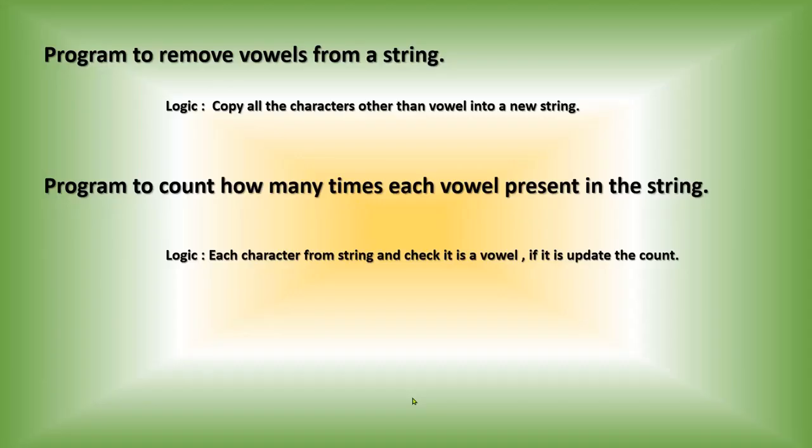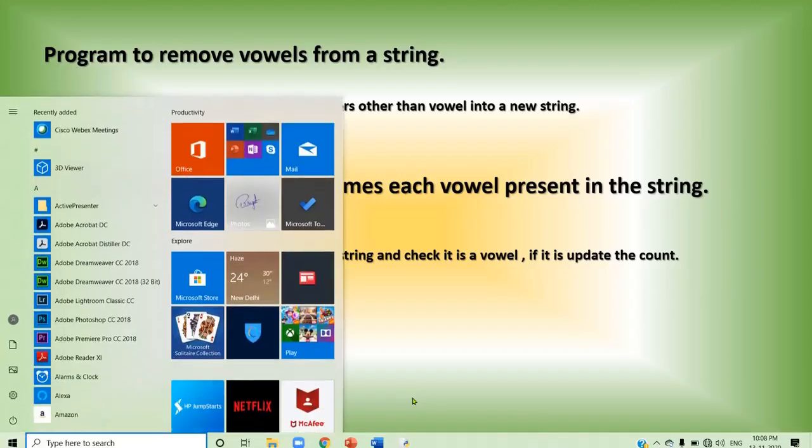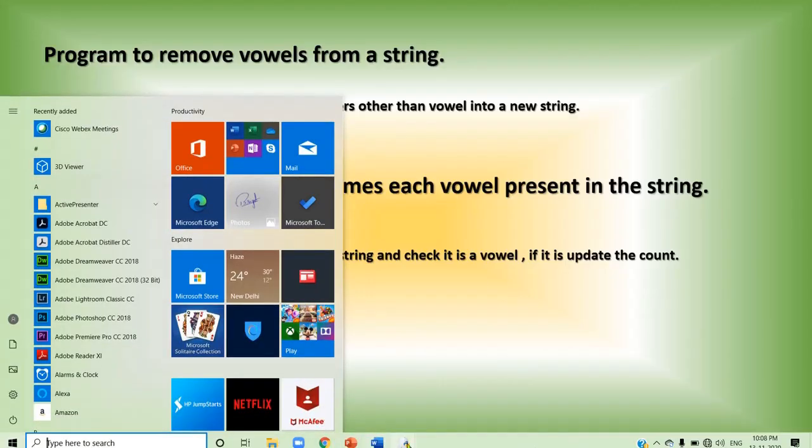For vowel A, you have to use one count variable. For vowel E, another count variable. I, another count variable. O, another count variable. Like that. So that means we need individual counts, since we want how many times each vowel is present in the string. Now I will explain that program here.